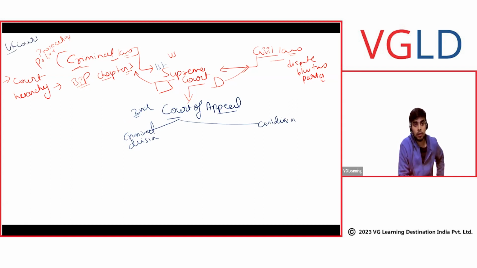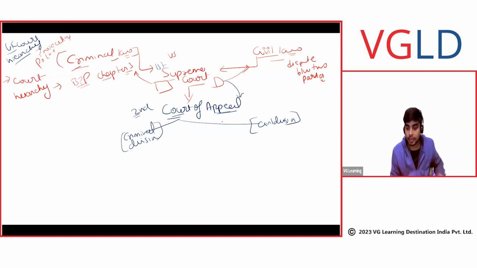So the Court of Appeal will be the second highest court in the UK, where we would have the criminal division and the civil division. Before going to the Supreme Court, you have to first go through the Court of Appeal. And in the civil division of the Court of Appeal, before going to the Court of Appeal, you have to go either from the High Court or the County Court.